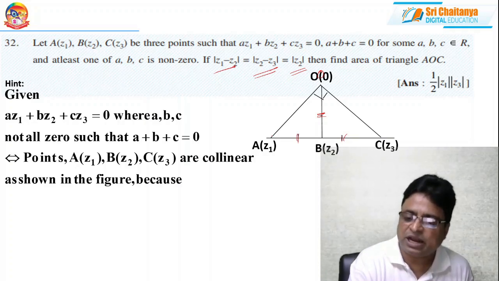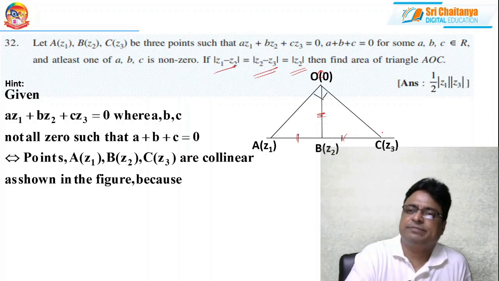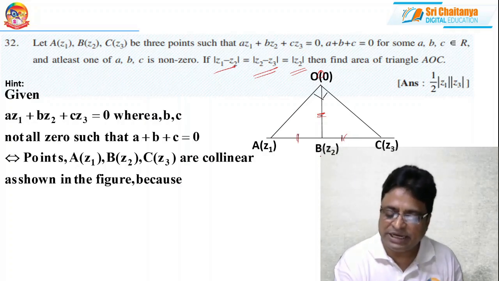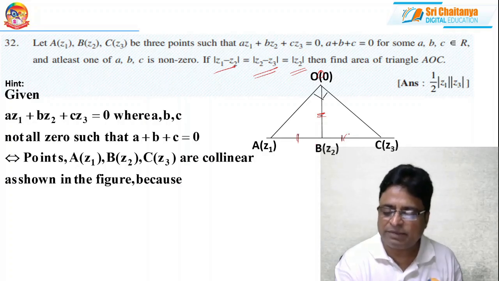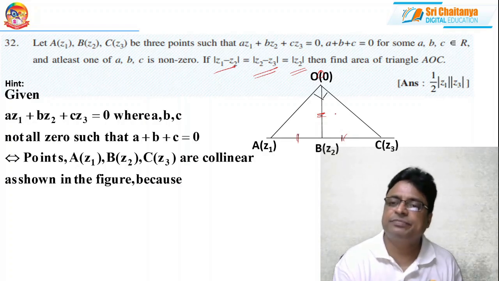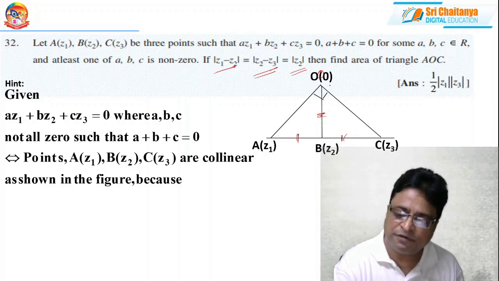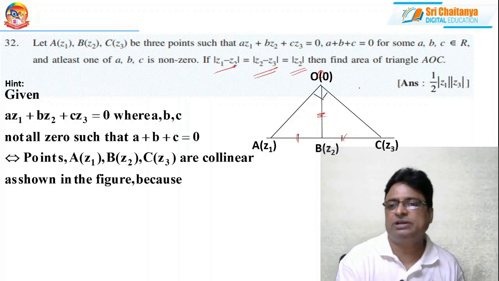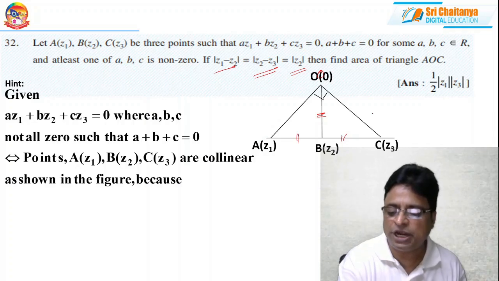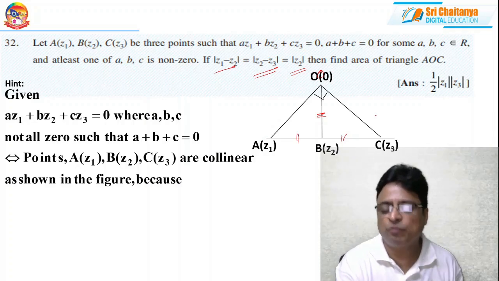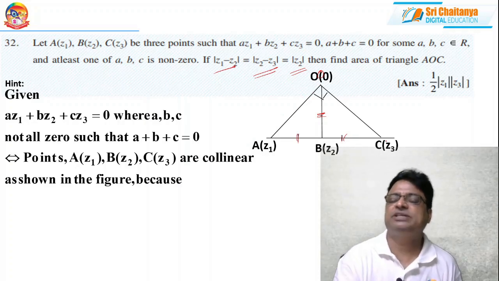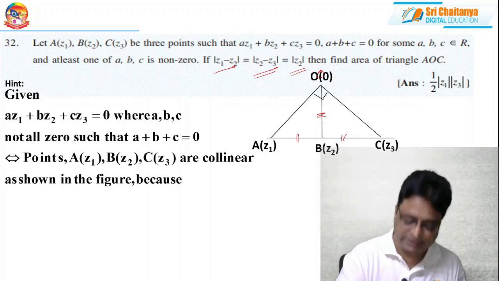Then what are they asking? They are asking to find the area of triangle ABC. Then it is very simple. Why? Because it indicates OB is nothing but the bisector of AC, and moreover the lengths are the same. That is possible only if AOC is a right angle triangle. If AOC is a right angle triangle, then what would be the area? Half into OA into OC. What is OA? That is mod Z1. What is OC? Mod Z3. That is half base into height. Enough. You got the answer.